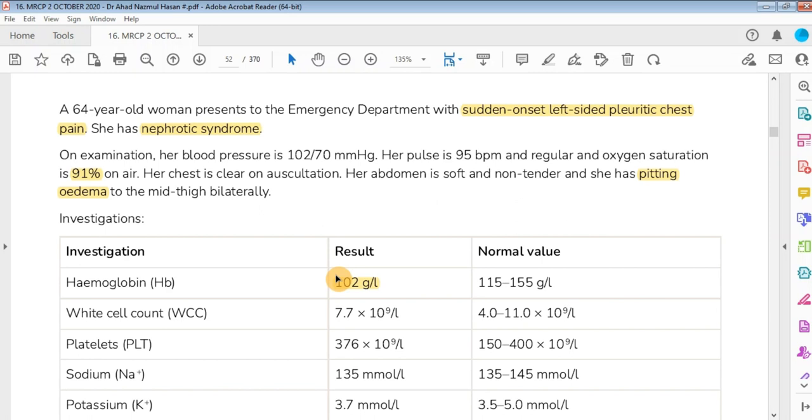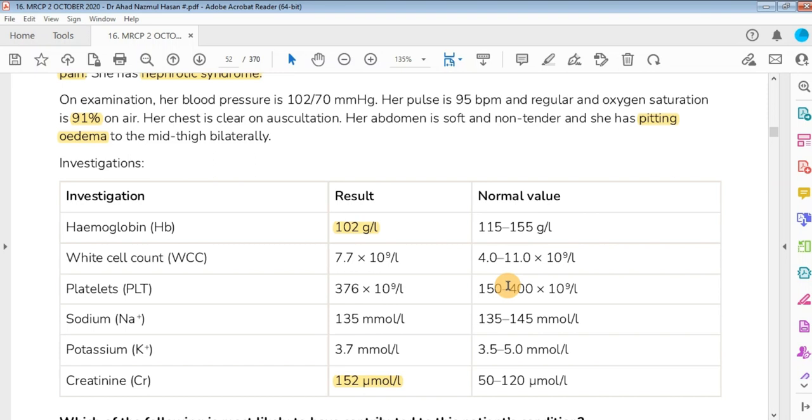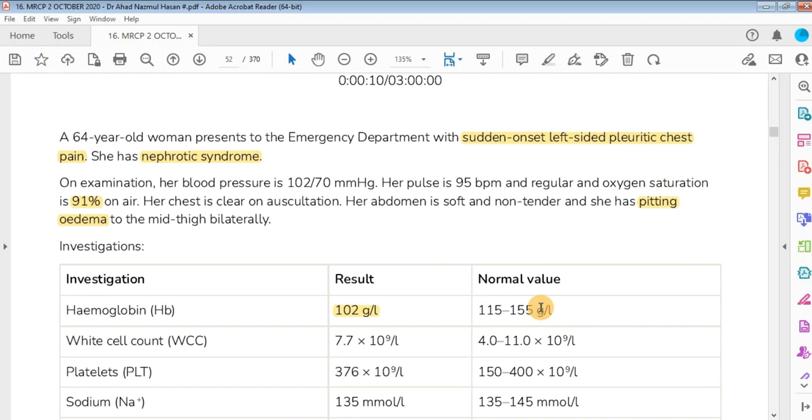A 64-year-old woman presents to the ED with sudden onset left-sided pleuritic chest pain. She has nephrotic syndrome. On examination, BP 102/70, pulse 95 and regular, SpO2 is 91 on room air. Chest is clear. Her abdomen is soft and non-tender. There is pitting edema to the mid-thigh bilaterally. Hb 10.2, TLC 7.7, platelet 376, sodium 135, potassium 3.7, creatinine 152. So this is a patient with nephrotic syndrome.